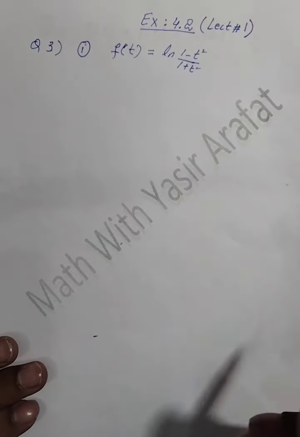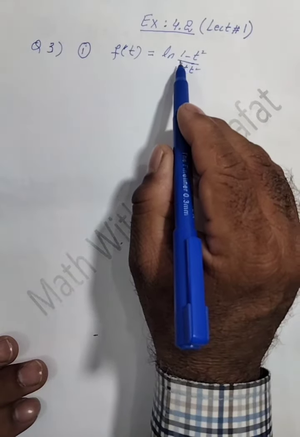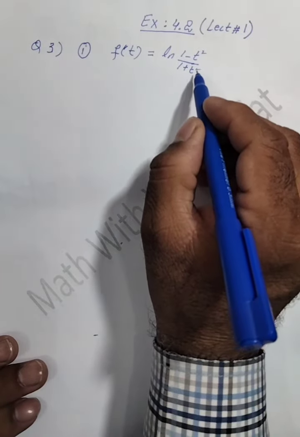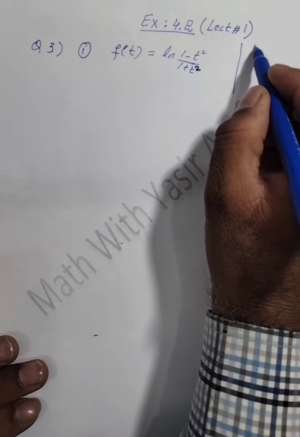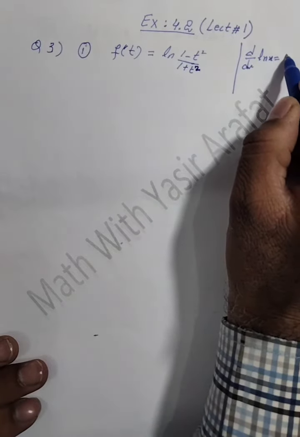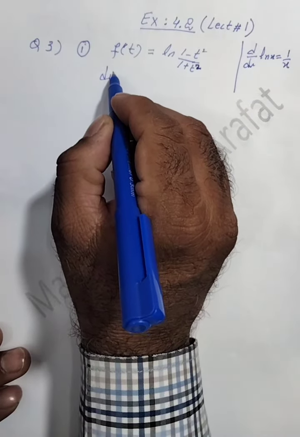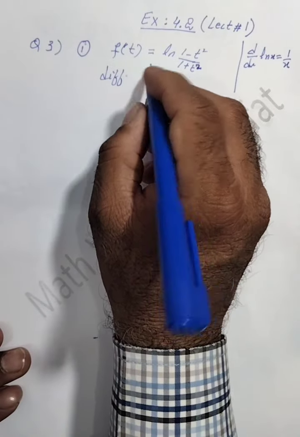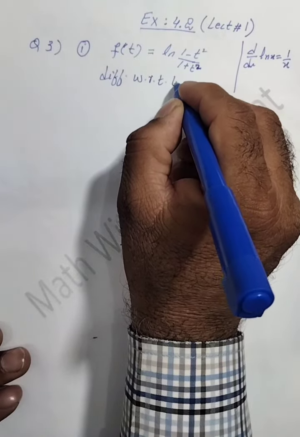We are going to discuss the most important derivative of exercise 4.2, question number 3. Here f of t is equal to ln of (1 minus t square) upon (1 plus t square). The derivative of ln x, we have a formula, it is equal to 1 over x. So here differentiate with respect to t.